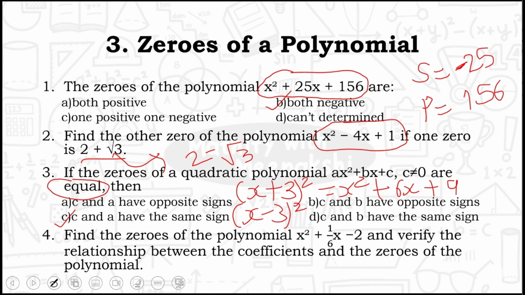Let's move to the fourth question. Find the zeros of the polynomial. They can give you a polynomial, and this is a very important question according to NCERT. It can come for 2 to 3 marks. Now you have to verify the relationship also between the coefficients and zeros.